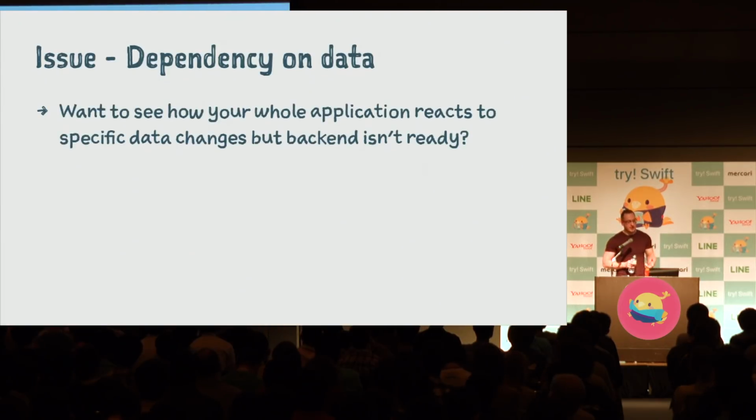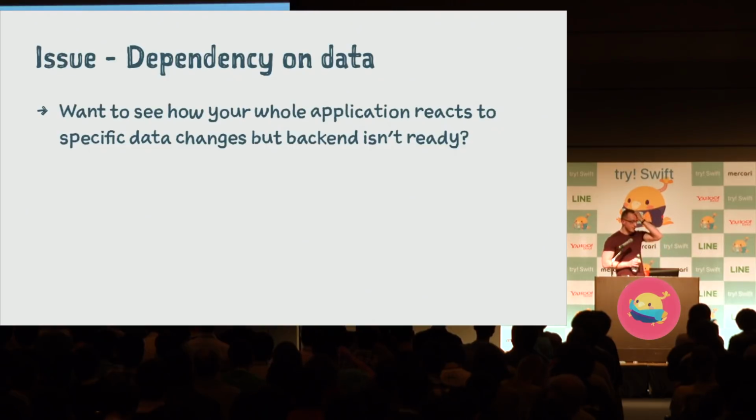So let's say I want to see how my whole application reacts to specific data changes, but the backend isn't ready. Getting changes, even on a staging environment, is problematic. And in big companies like the Times, for example, it usually involves coordination with other people and teams, which is very inefficient, as we all know.